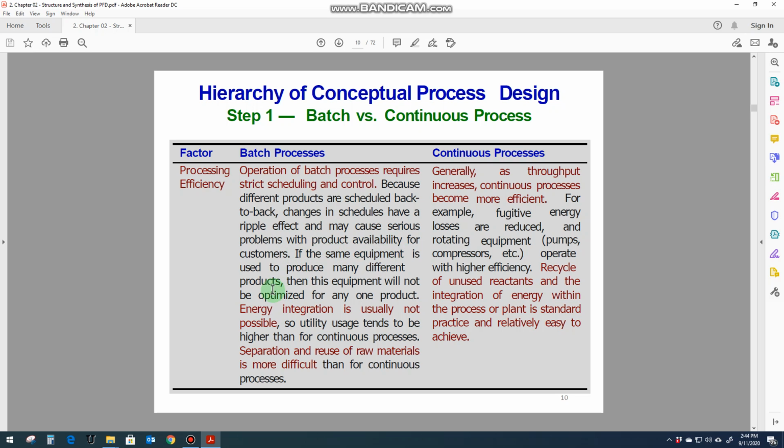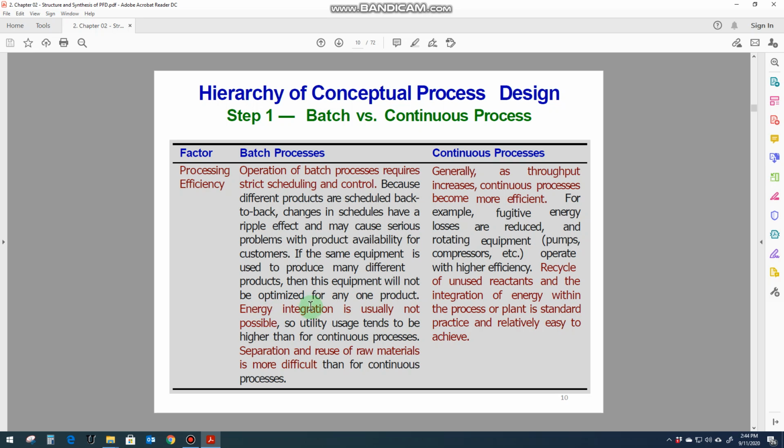If the same equipment is used to produce many different products, then this equipment will not be optimized for one product. So optimization of the batch processes is one of the issues, because we are making different chemicals in the same equipment but at different times, right? So we cannot optimize that batch or the plant or equipment for a specific product.